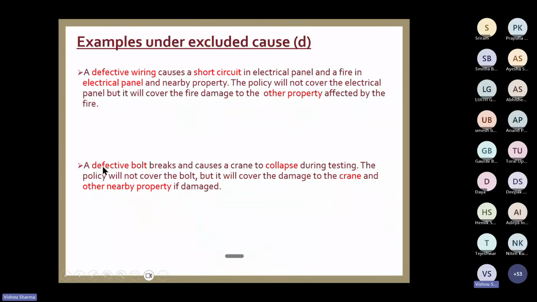Another very good example: a defective bolt breaks and causes a crane to collapse during testing. Just a small bolt is broken during the testing when the load was taken up, and because of that, the crane collapses due to breakage of the bolt. Now the question comes, what is paid, what is not paid? We will not cover the cost of the bolt, but everything else will be paid because it has ultimately damaged the crane which was correctly executed. Only the damaged portion will not be paid. Nearby property will also be paid. Okay.